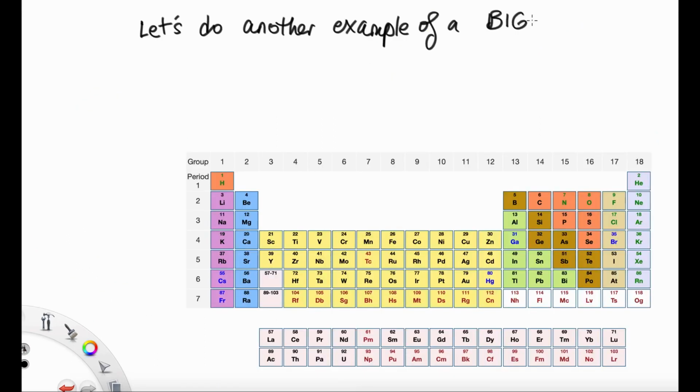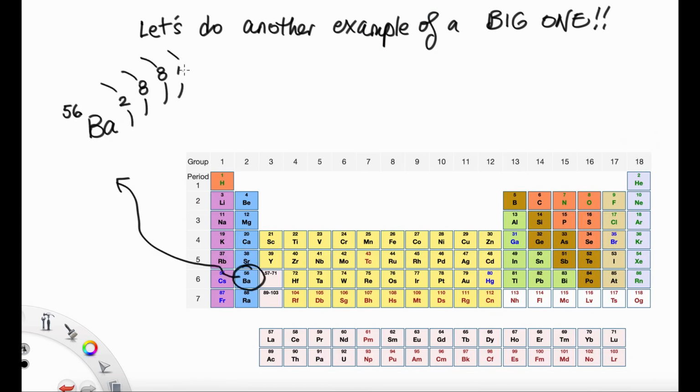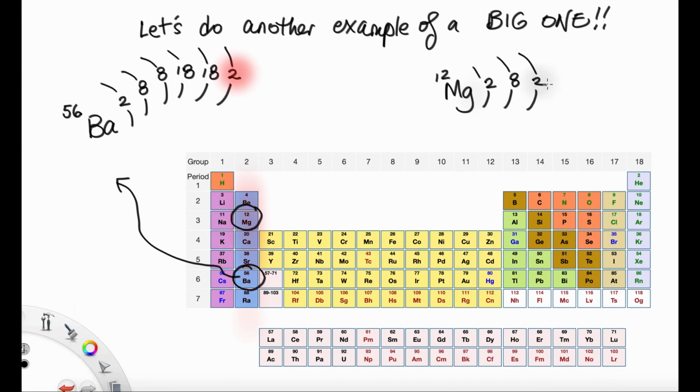Let's do an example of a really big one like barium, which is 56. So what do we do now? That would be 2, 8, 8, 18, 18, and 2. And magnesium is part of the same family as barium. It's 2, 8, 2. Notice that they have the same valence shell.